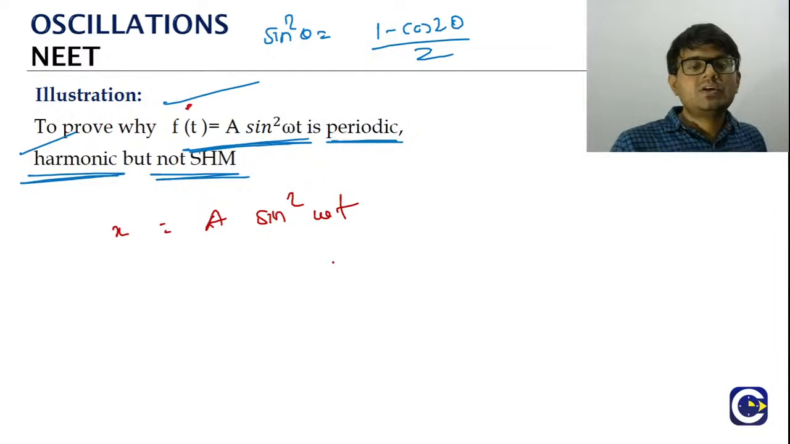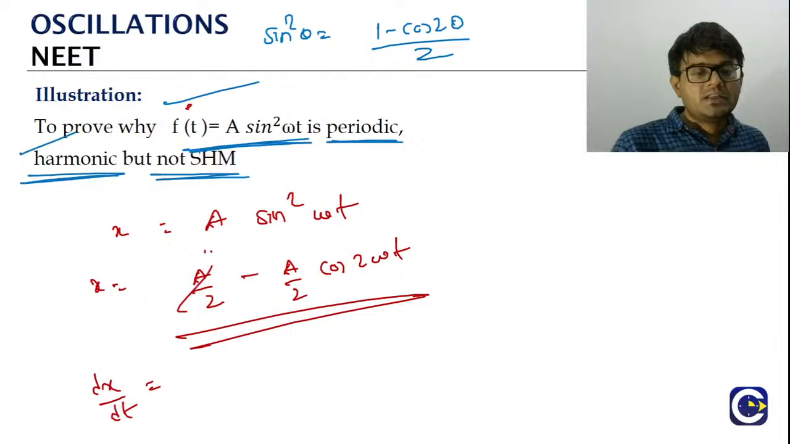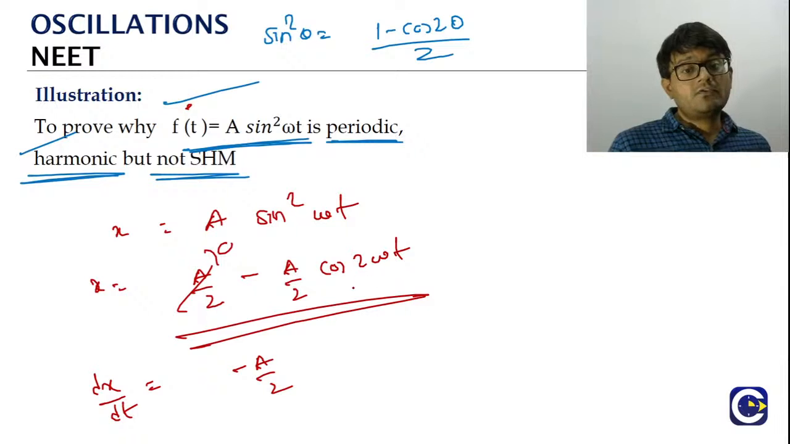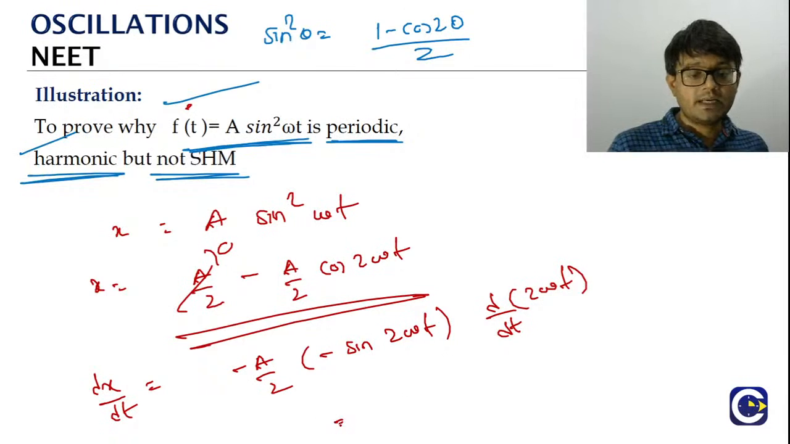Okay, so this is how we have represented it before. We are writing x like this, right? A by 2 minus A by 2 cos 2 omega t. This is how we have expressed it. Take its derivative, dx by dt. What is it? Derivative of the constant is 0. Minus A by 2, derivative of cos will be minus sin 2 omega t into derivative of 2 omega t, which is 2 omega. Minus minus cancels, so A by 2 into 2 omega into sin 2 omega t.